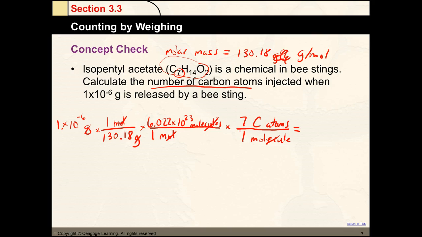So plug this into your calculator, and you should end up with a final answer of, where did I put it? 4 times 10 to the 16th. 4 times 10 to the 16th carbon atoms. All right, this is our final answer right here. Okay, if you guys have any questions about this, please make sure you let me know in class and we can go over it again, or maybe a different problem and see how we arrive at our answers.